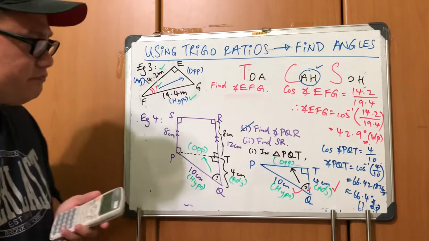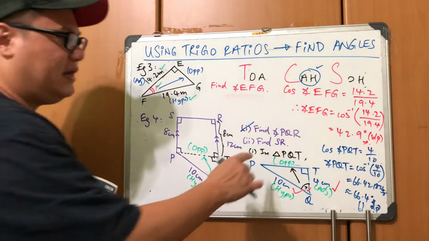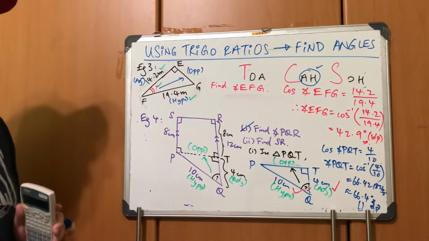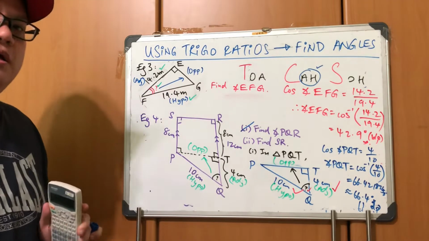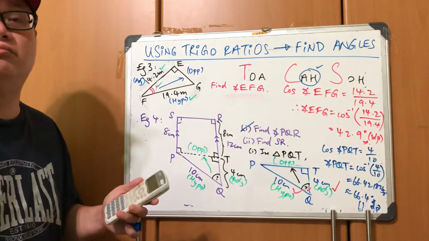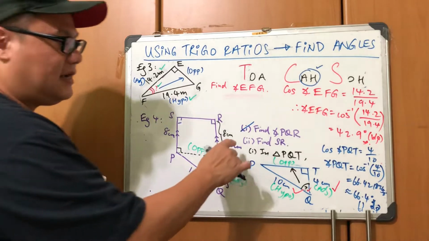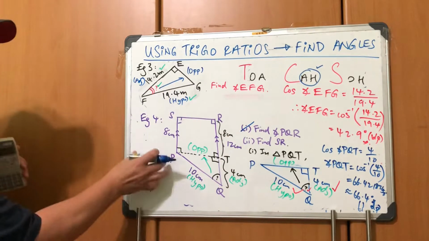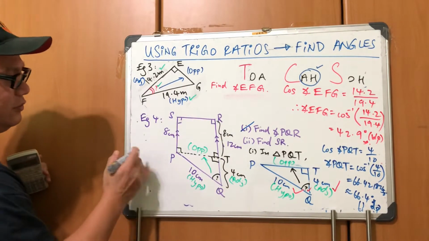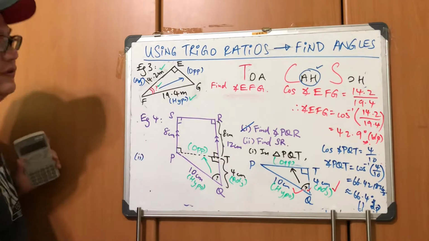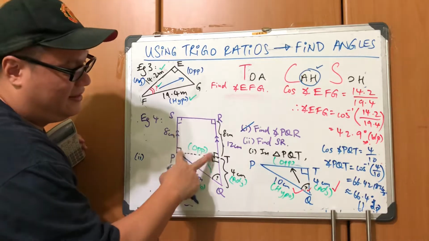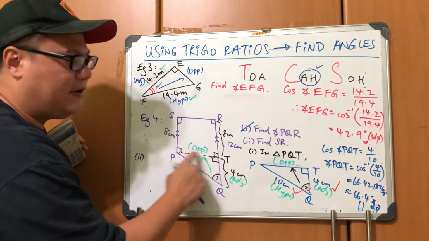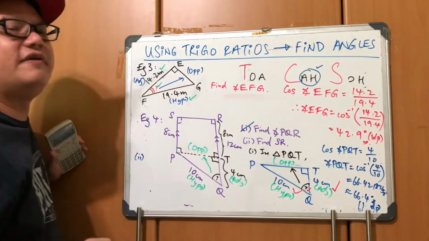Second one, I want to find SR. How do you find SR? Will you be using this angle? You can, or you can not use it, up to you. For part 2, if you look carefully, SR is the same length as PT. So that means if I find PT, I have already solved for the length of SR.